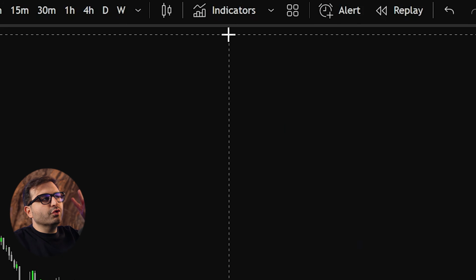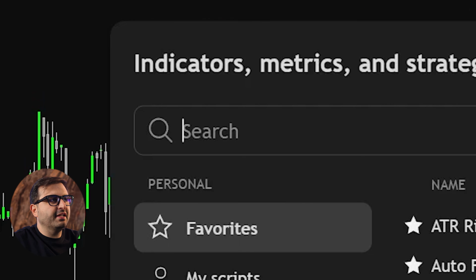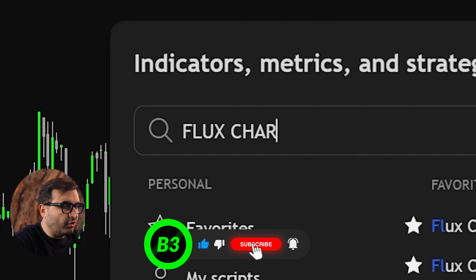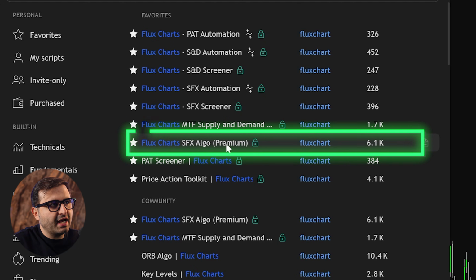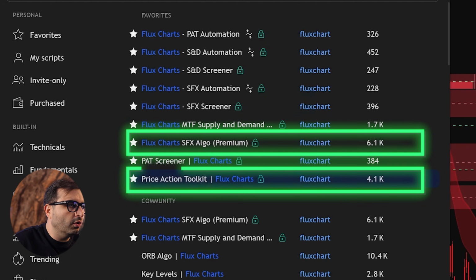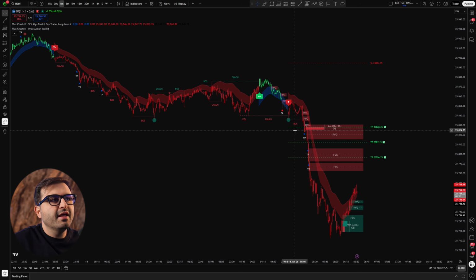Personally, I use two Flux Charts indicators, and let's go to the indicators tab to add those. You type in Flux Charts, and what you want to add is the SVX algo and the price action toolkit. Click both of them to add to your chart, and after you add them, what you will get on your chart is this setup and the signals. How it looks like to you.